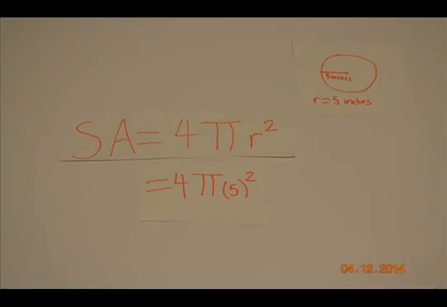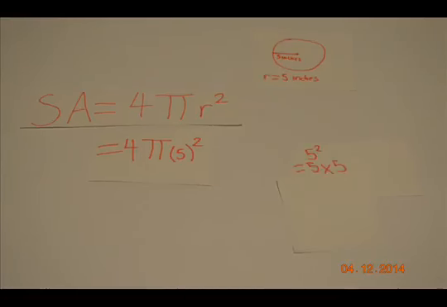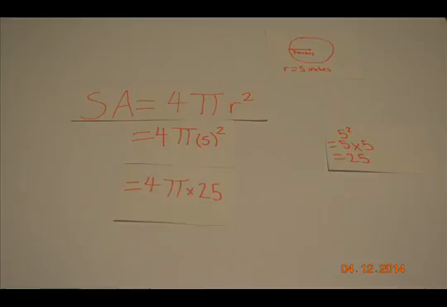Since the radius is 5 inches, we would fill in the r variable, which is the radius, with 5. So the equation now becomes 4 pi 5 squared. Now we all know that 5 squared is basically the same as 5 times 5, which is 25. So from there on, we would change the equation to 4 pi times 25.